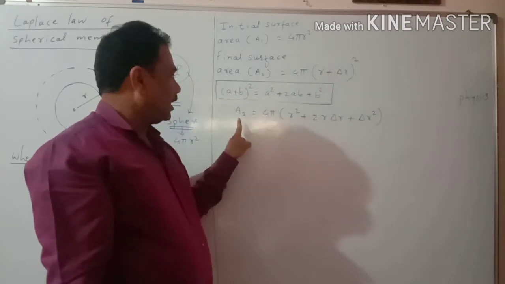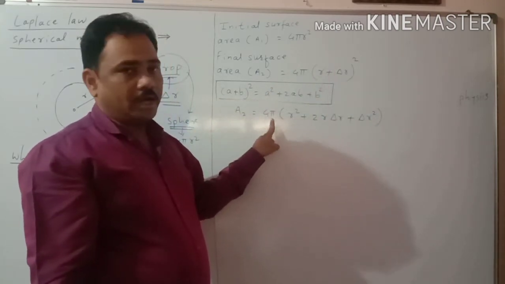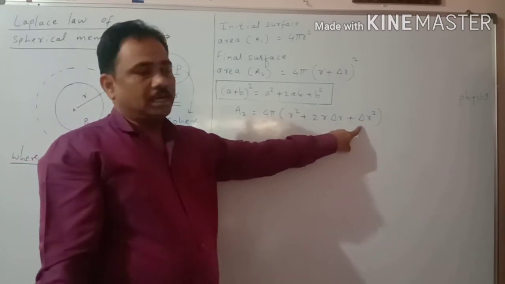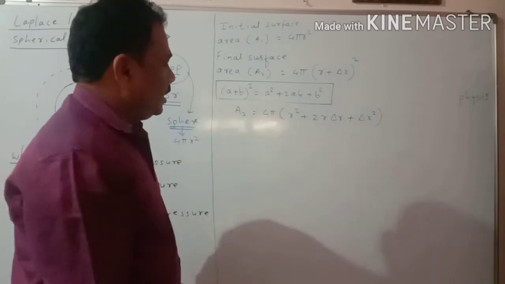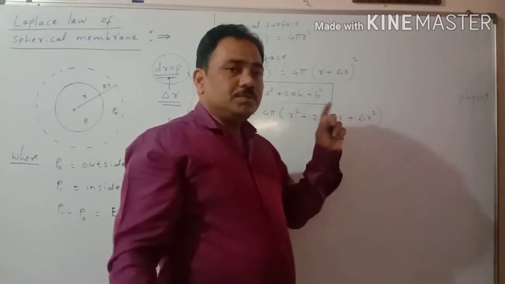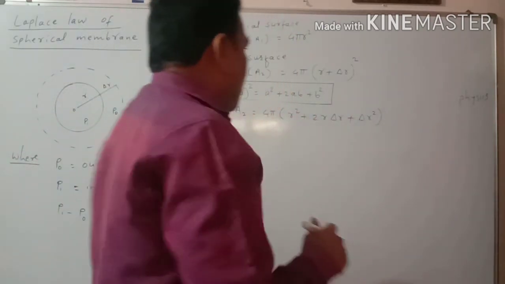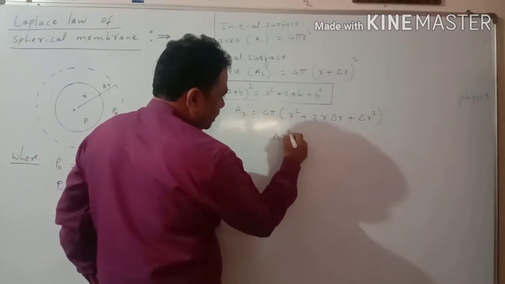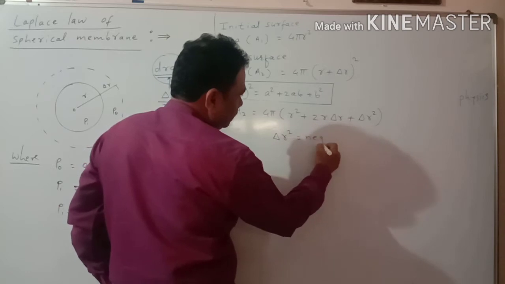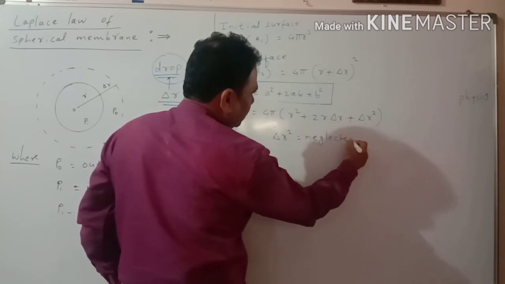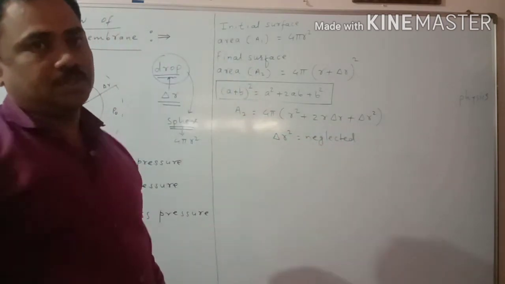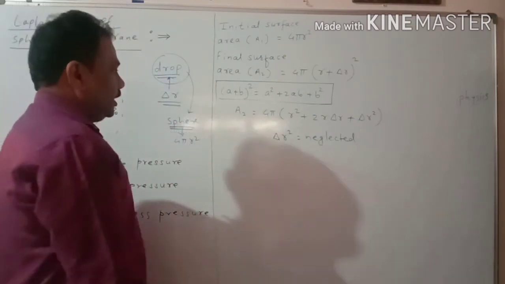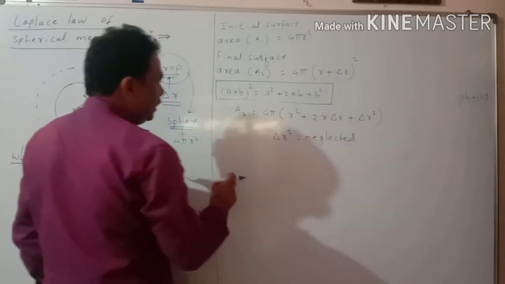So here we get A2 is equal to 4π(r² + 2rΔr + Δr²). See here, ΔR is a very negligible quantity, and its square is even smaller. So that's why the Δr² term is neglected. We are neglecting that term because Δr is a very small quantity.